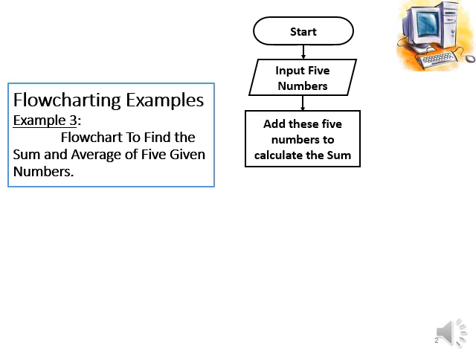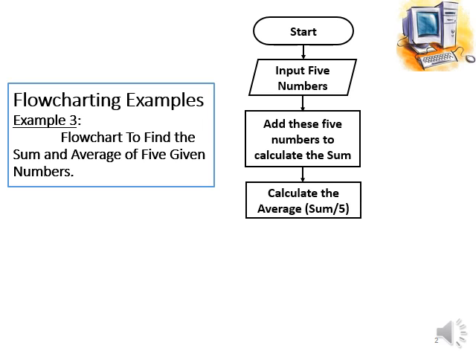Now add these 5 numbers to calculate the sum. I told you that we have to find the sum in the first place and then we will be able to find the average. Now I am inserting this statement inside the rectangle because it's a processing operation, because we are adding 5 numbers to calculate the sum of those 5 numbers, which is a kind of processing operation and it must be represented by the rectangle symbol. So the rectangle symbol is used for this purpose.